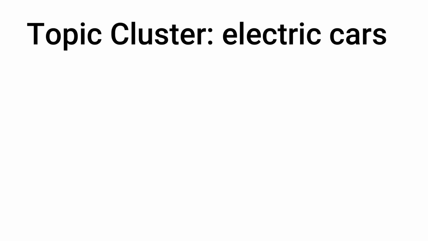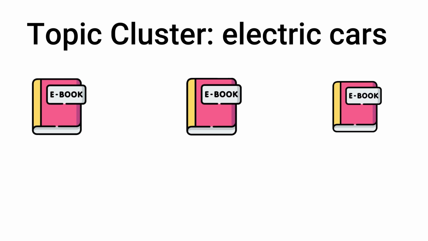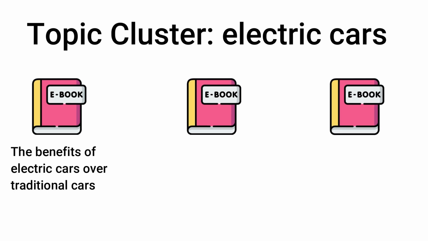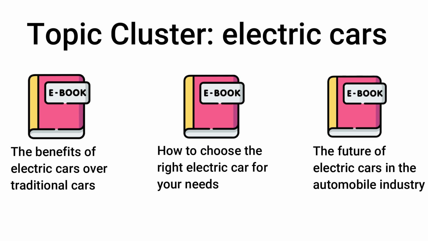Or the best way is to create relevant gated content according to your topic clusters. For example, if your topic cluster is electric cars, then you can create relevant gated content such as white papers, ebooks, or webinars on topics such as the benefits of electric cars over traditional cars, how to choose the right electric car for your needs, or the future of electric cars in the automobile industry. By providing valuable information in a gated format, you can capture leads and nurture them through the buyer journey while also positioning yourself as an authority in your field of expertise.